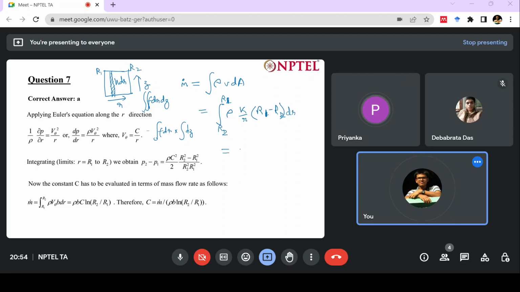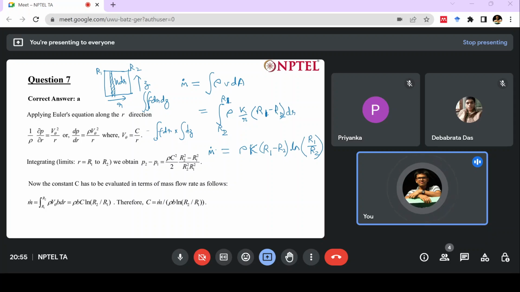So this is rho, K is the proportionality constant, K. R1 minus R2 is there, and you integrate dr by r, which is log, right? So you will have natural log R1 by r. This is your m.